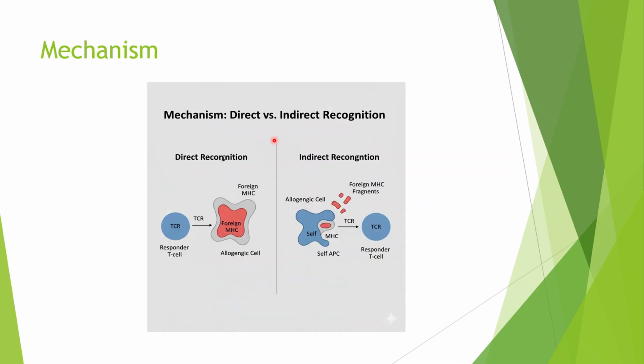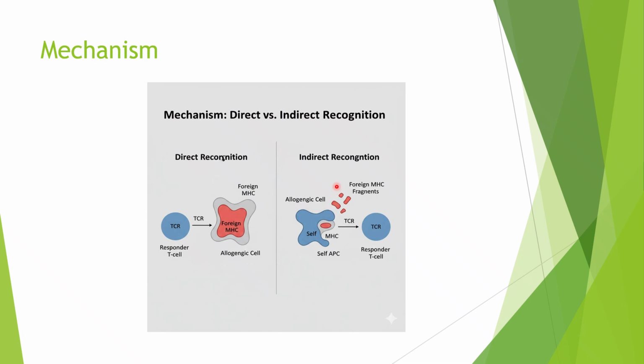Let's look deeper into how this recognition happens. There are two pathways. On the left is direct recognition. Here, the responder T cell directly connects to the foreign MHC on the donor cell. It recognizes the foreign cell immediately.